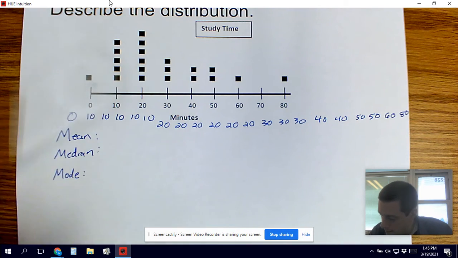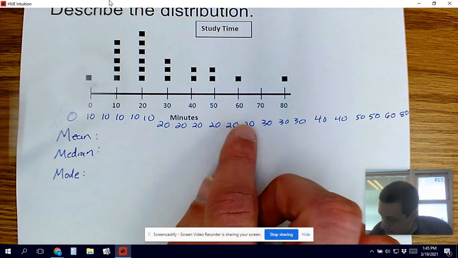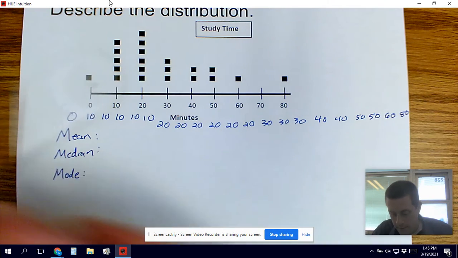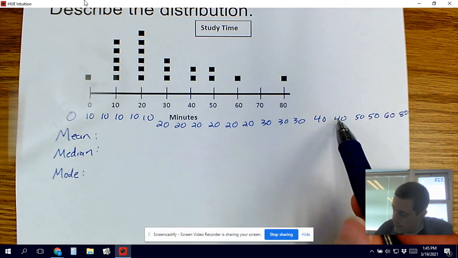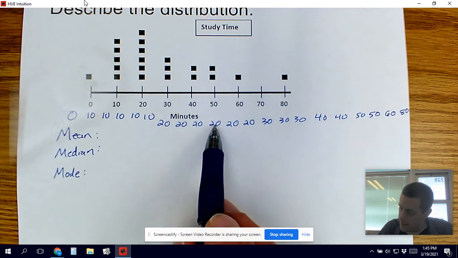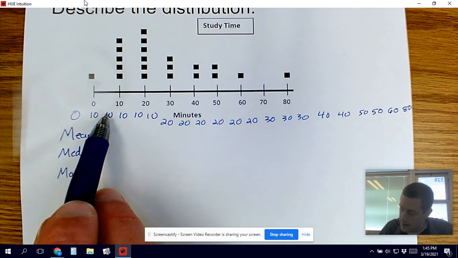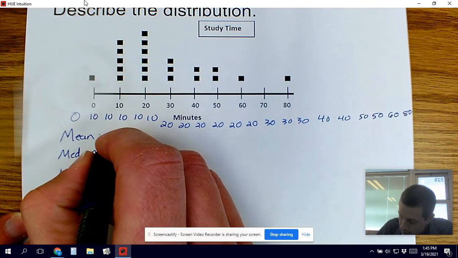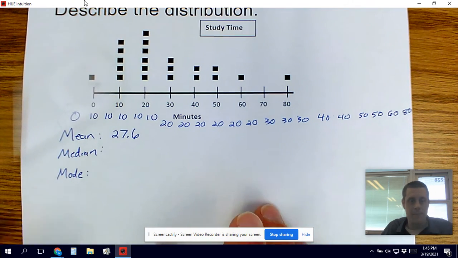So first I'm going to add them up, 50 plus 90. I get a total sum of 580, and there were a total of 1, 2, 3, 4, 5, 6, 7, 8, 9, 10, 11, 12, 13, 14, 15, 16, 17, 18, 19, 20, 21 elements. We divide that by 21, and we're rounding to the nearest tenth. We get a mean of 27.6.